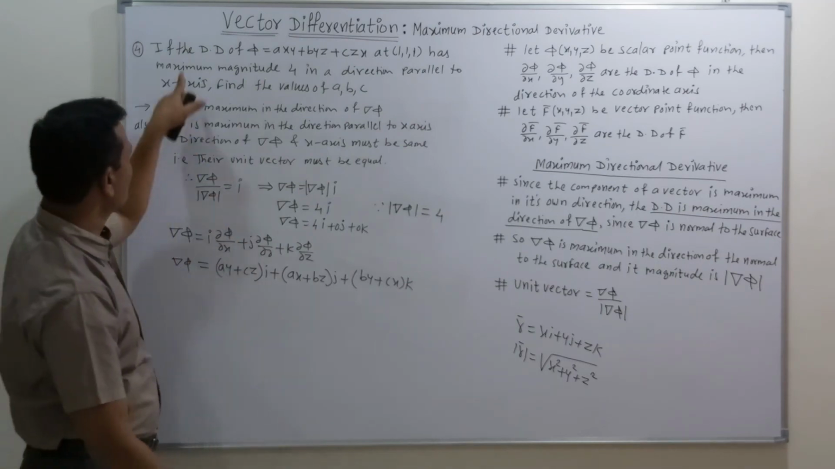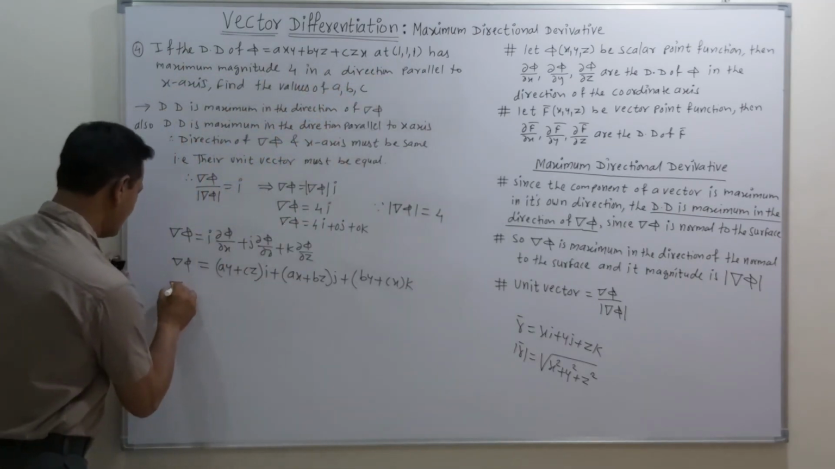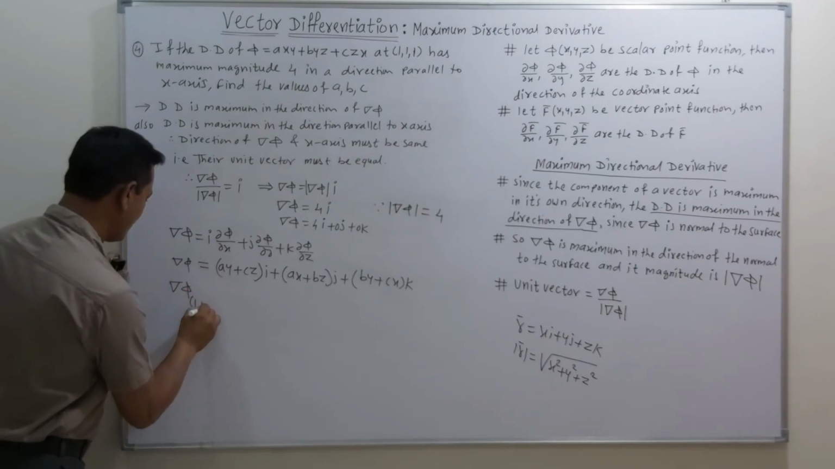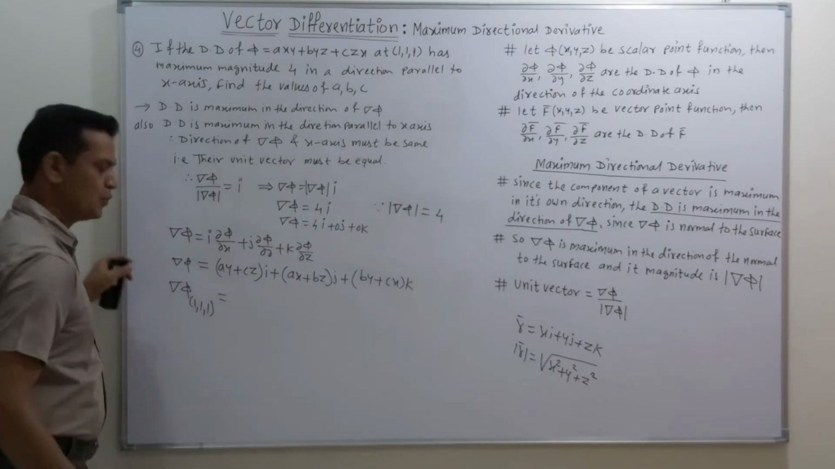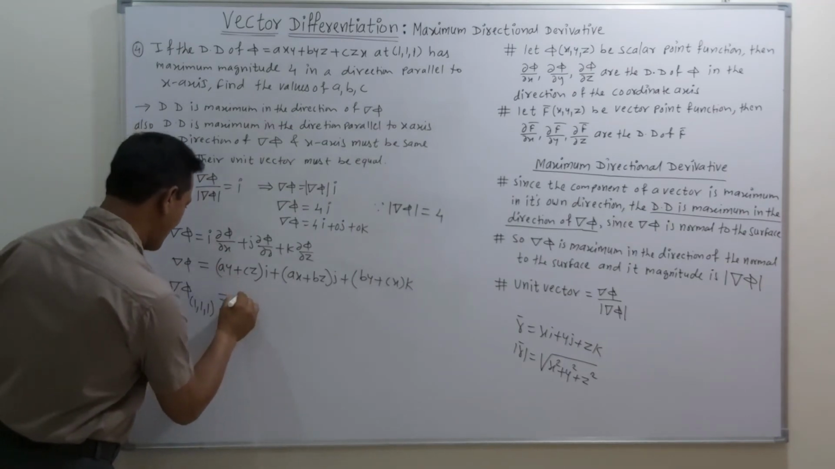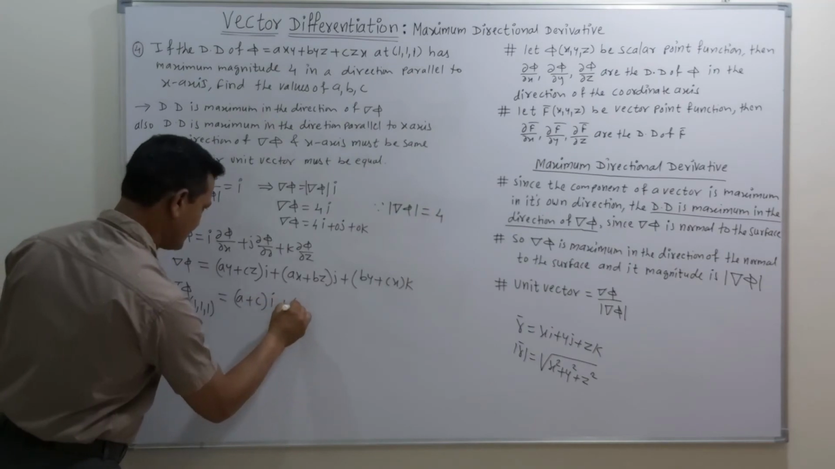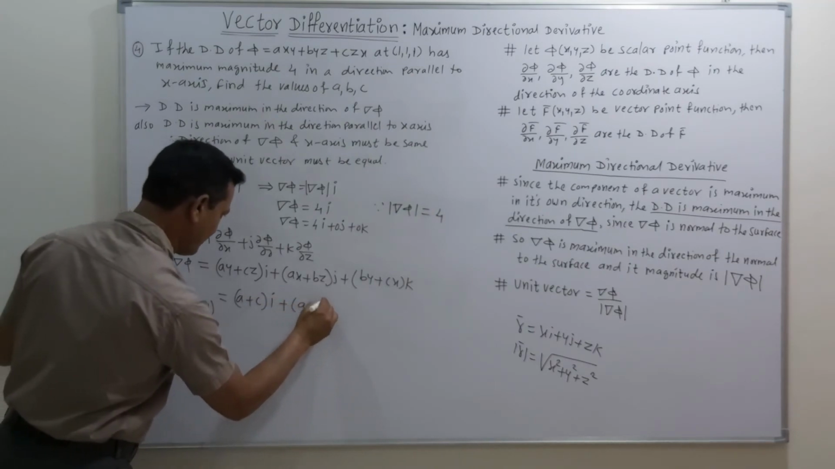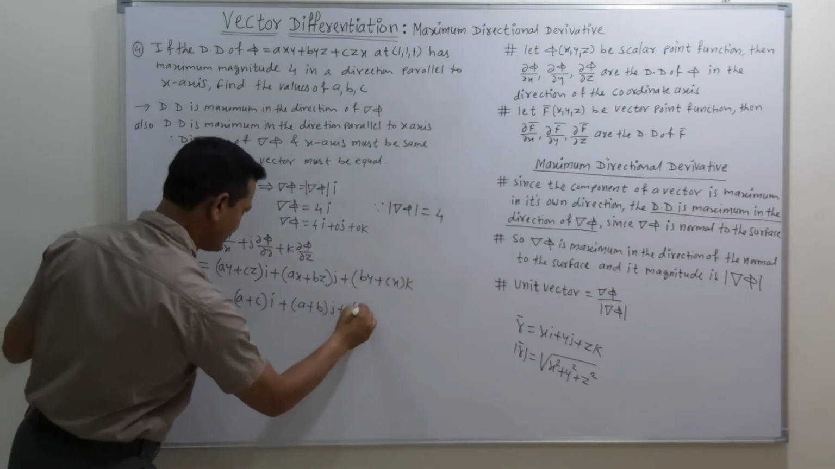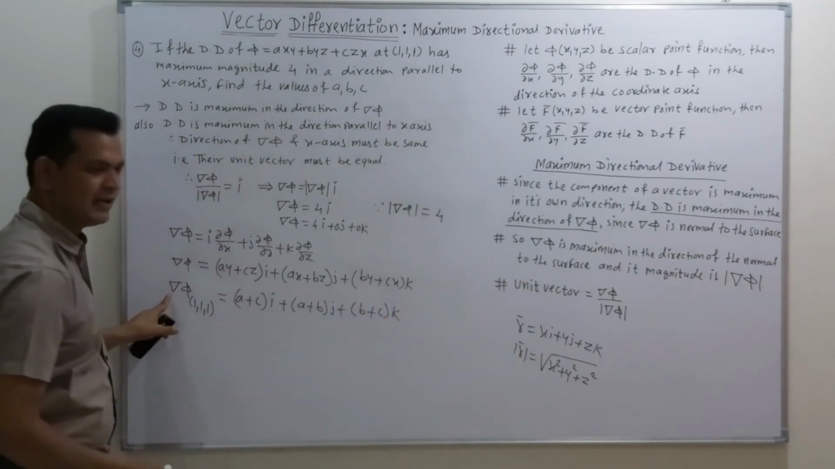Now next, find the value of del phi at the point 1, 1 and 1. So we can write del phi at 1, 1, 1 is equal to, that means put x, y and z as 1. So we get (a plus c) into i, plus (a plus b) into j, plus (b plus c) into k. So this is the value of del phi.